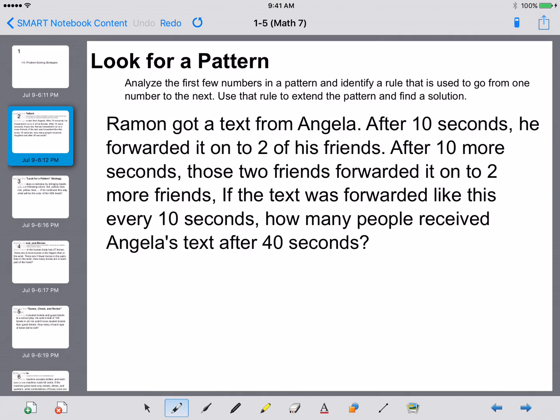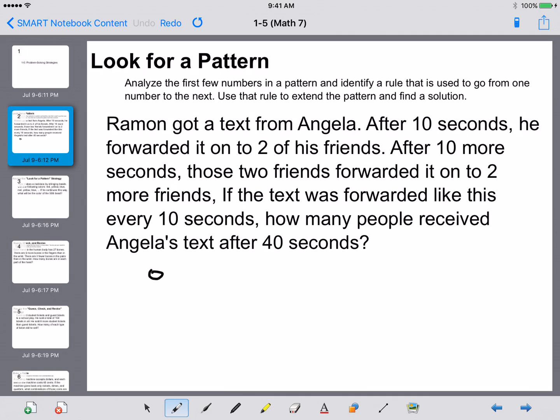So our problem here says Ramon got a text from Angela. After 10 seconds, he forwarded it on to 2 of his friends. After 10 more seconds, those 2 friends forwarded it on to 2 more friends. So if the text is forwarded like this every 10 seconds, we want to know how many people total received Angela's text after 40 seconds.